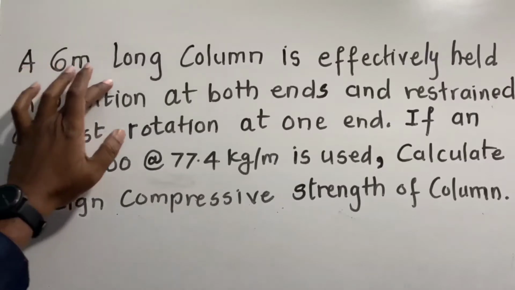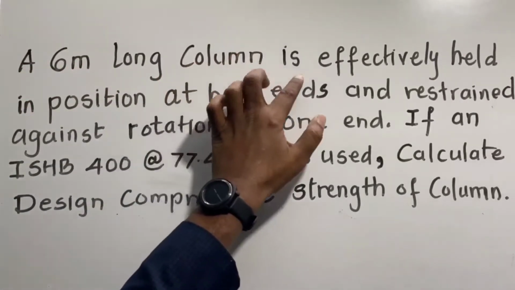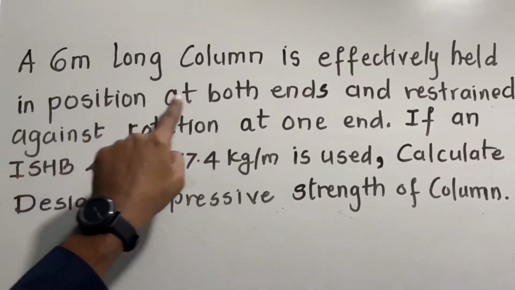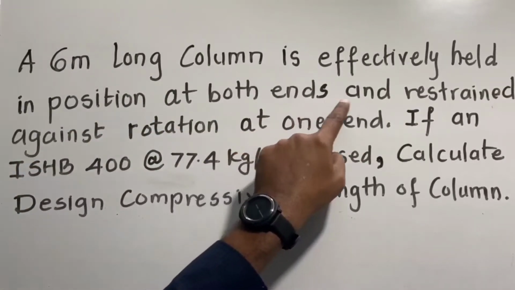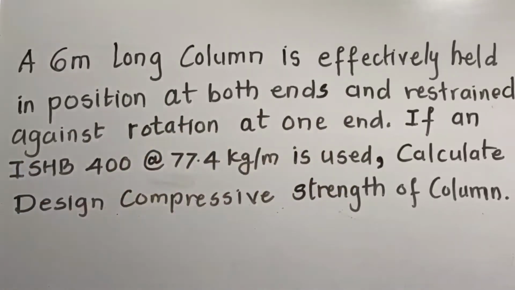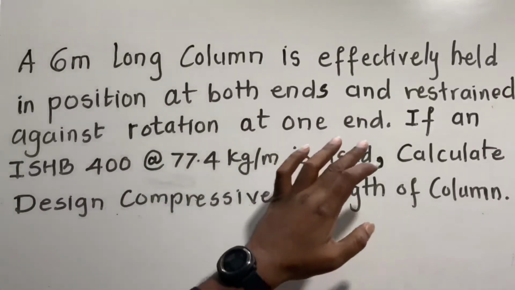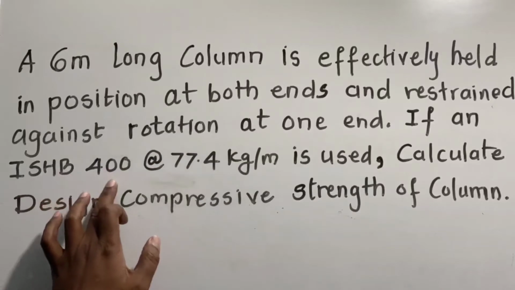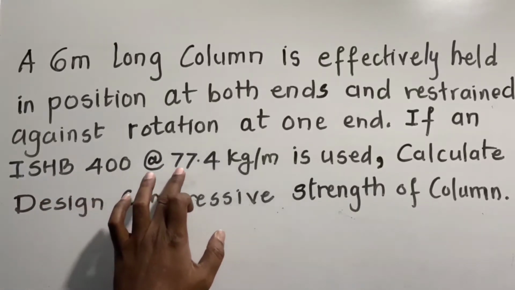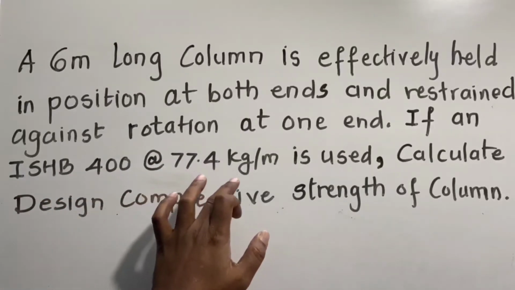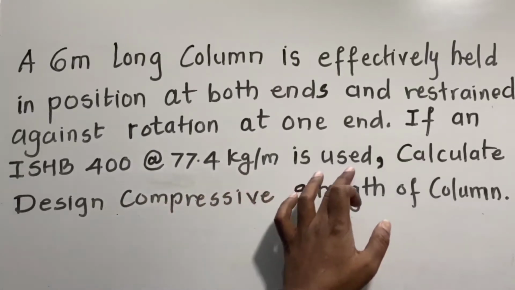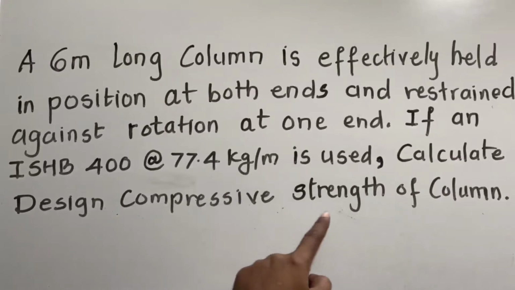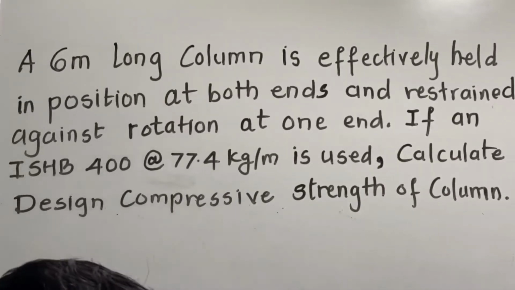A 6-meter long column is effectively held in position at both ends and restrained against rotation at one end. If an ISHB 400 at the rate of 77.4 kg per meter is used, calculate the design compressive strength of the column.